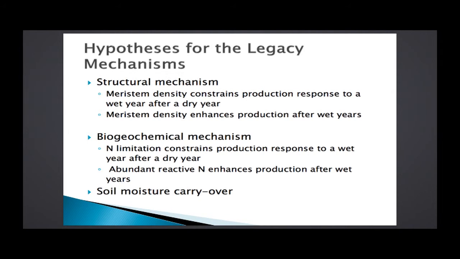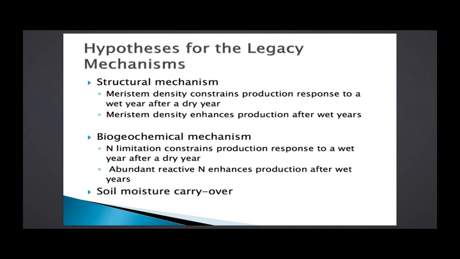The structural mechanism is that meristem density constrains production response to a wet year after a dry year. So if a very dry year kills a lot of individuals, kills a lot of meristems, and that dry year is followed by a wet year, there are not enough plants, there are not enough twigs, there are not enough roots to take advantage of all those resources.